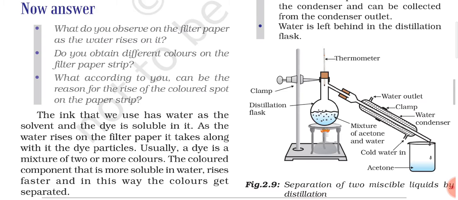And here also, the paragraph which is given just below these questions, there also the explanation is given for these questions. First thing, the ink that we use has water as the solvent and the dye is soluble in it. As the water rises on the filter paper, it takes along with it the dye particles. Usually a dye is a mixture of two or more colors. The colored component that is more soluble in water rises faster, and in this way the colors get separated.